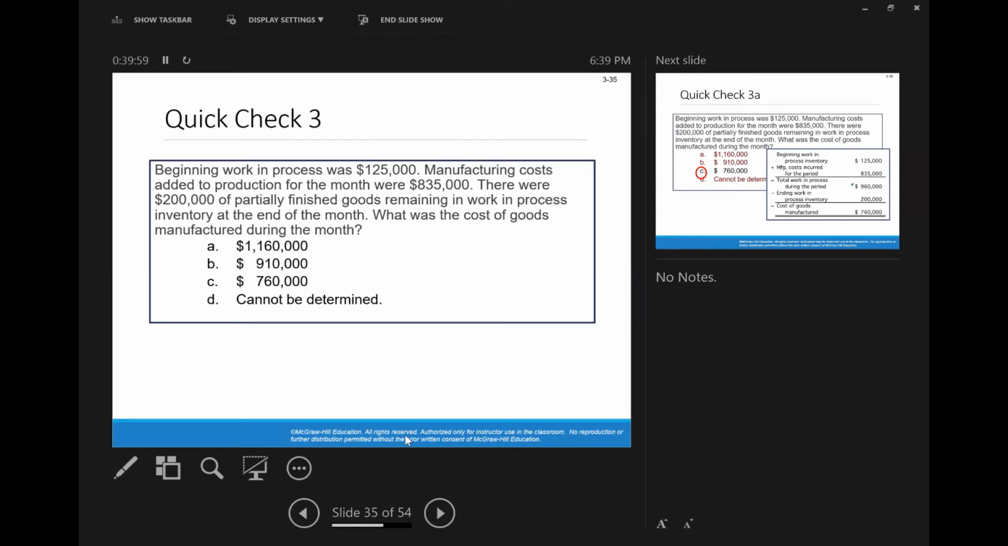It's telling us that we have 200,000 partially finished. So they're not done, they're not coming out, they're staying in work in process. So that's our ending work in process balance. So we're going to deduct that out. And the difference is 760,000. So when we take the 125 plus the 835, that is 960,000. And then we're going to take the 200 and deduct it and come up with the 760,000. So that is the cost of goods manufactured. That's going to come out of work in process and move over into finished goods.